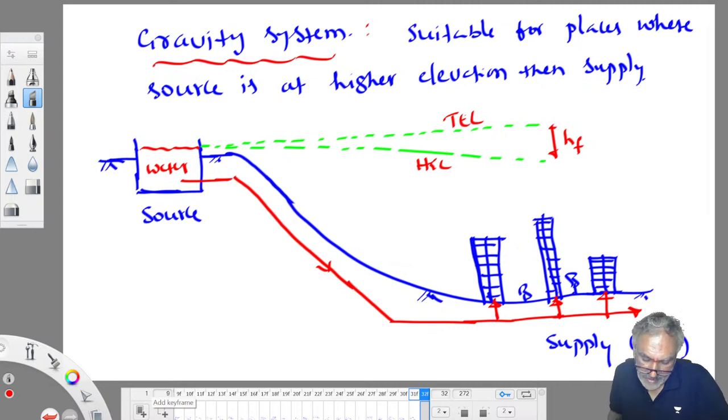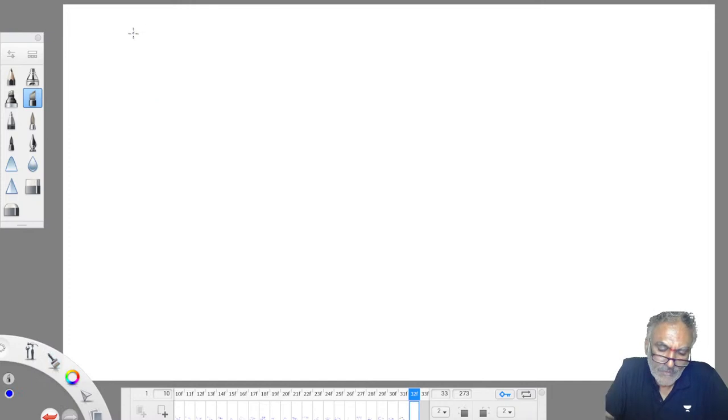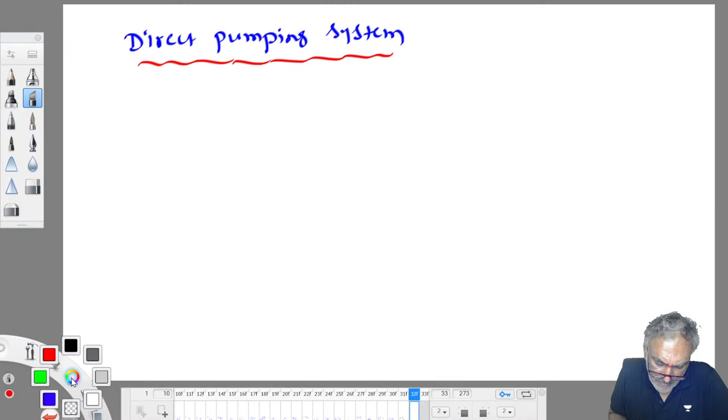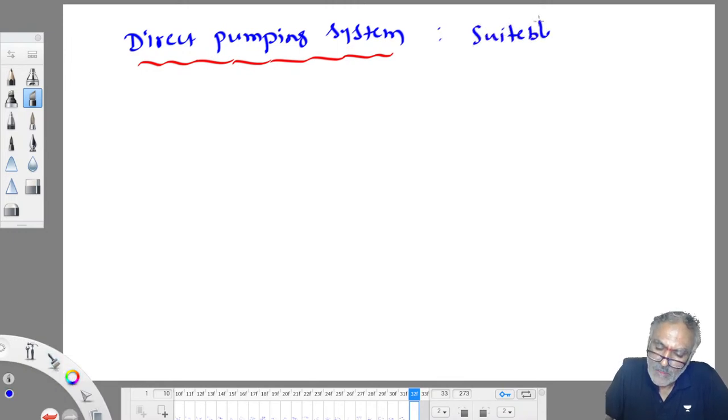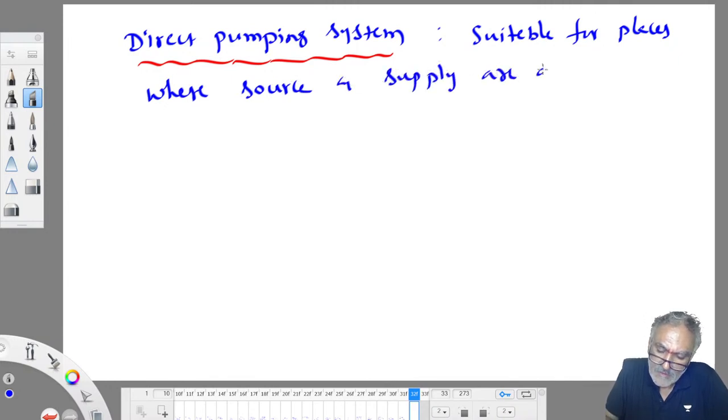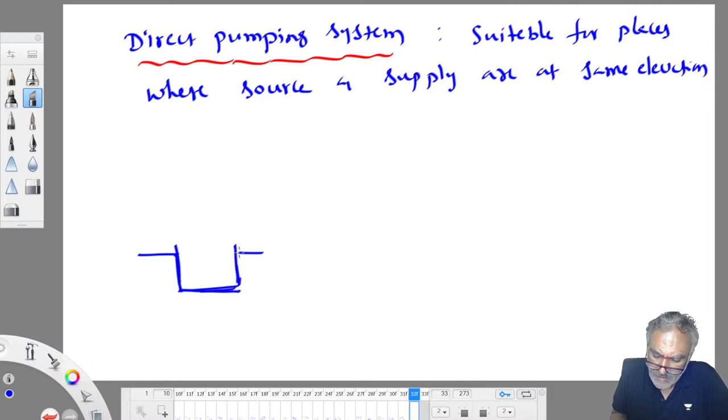So the next method is the direct pumping system. It is suitable for places where source and supply are at the same elevation. So this is a source. This is a supply point.